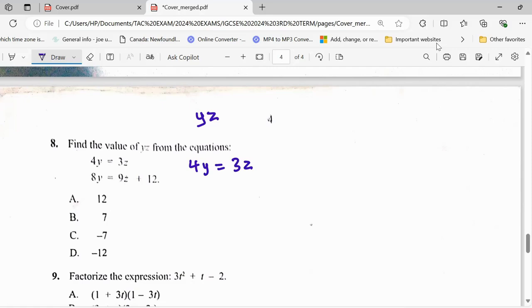So multiply by 2. Let's call this equation 1. We are going to multiply it by 2. Why? Because I want to obtain this quantity from equation 1. So if I multiply by 2, I'll have 8y equals 6z. Okay, beautiful. And then bringing equation 2, 8y also equals 9z plus 12. You can say this is plus 0 here.